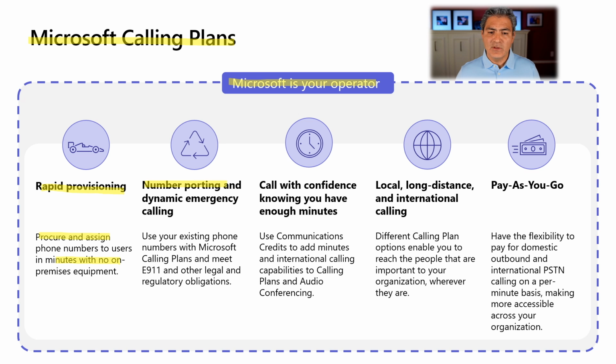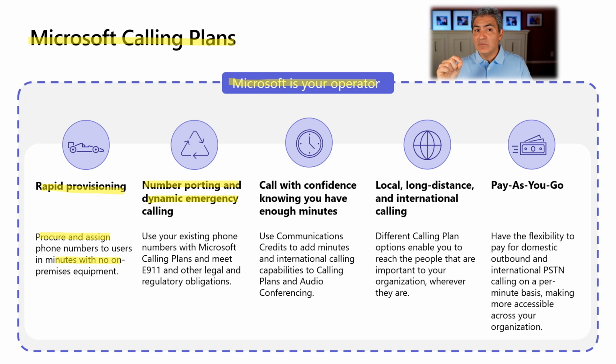The other thing is number porting and dynamic emergency calling. So the idea is, if you want it to be really simple, you can just get new numbers from Microsoft and that just happens in minutes. If you are stuck with your number, and trust me, I like my mobile number, for example, I've had it for a while, you want to have the ability to port that number over from your existing carrier to Microsoft, which is certainly a possibility.